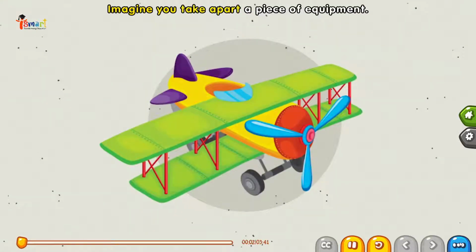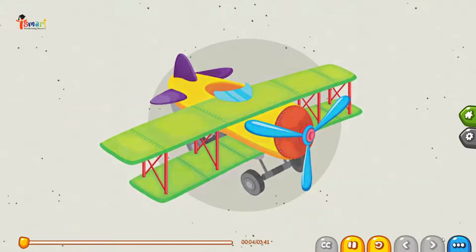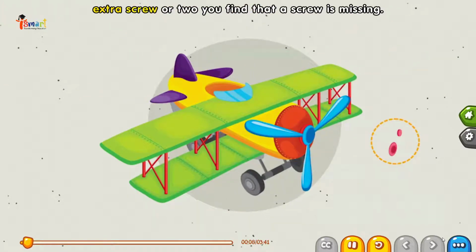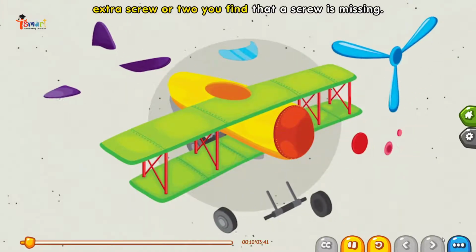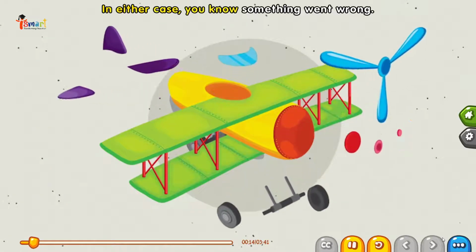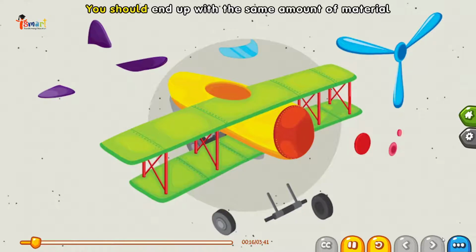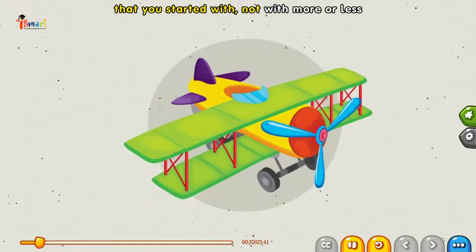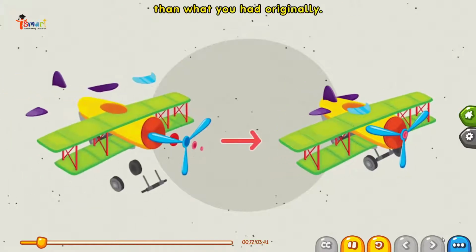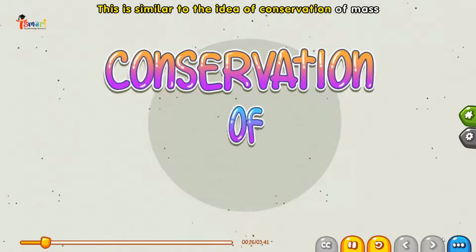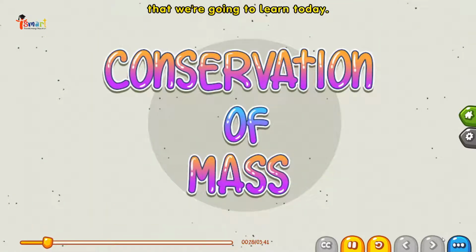Imagine you take apart a piece of equipment. When you put the equipment back together, somehow you have an extra screw or two. Or you find that a screw is missing. In either case, you know something went wrong. You should end up with the same amount of material that you started with, not more or less than what you had originally. This is similar to the idea of conservation of mass that we're going to learn today.